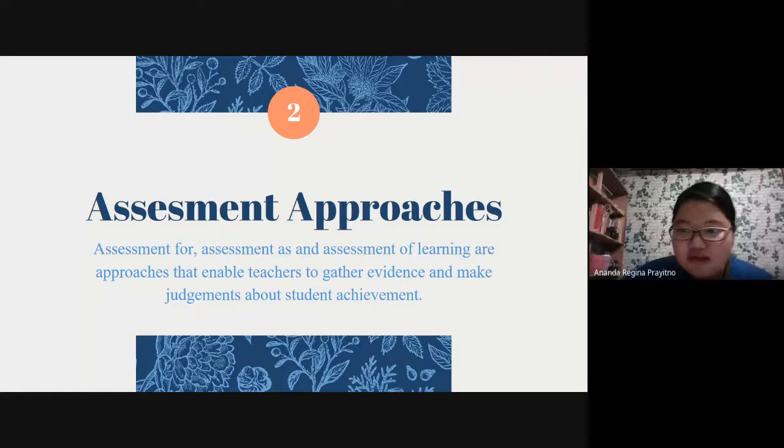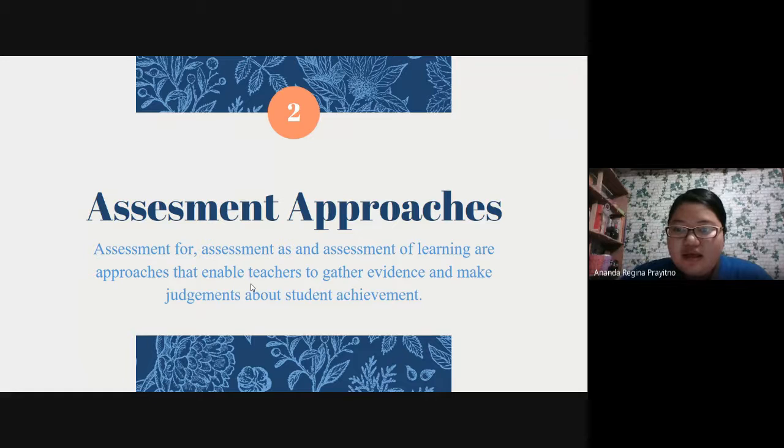Okay, thank you, Putra, for your explanation. I will continue the presentation about assessment approach. Assessment approach is divided into three parts: assessment for learning, assessment as learning, and assessment of learning.